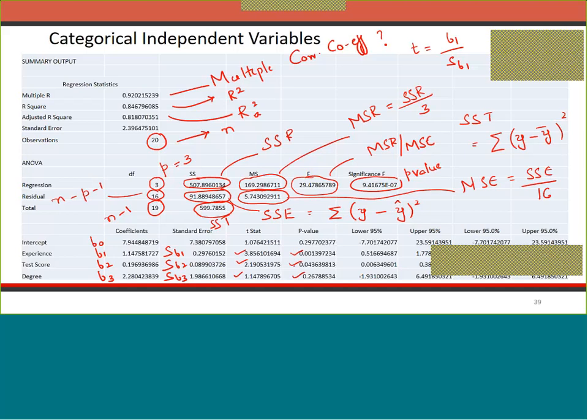If you take the second, test score, it is 0.04. If you use a 5% level of significance, you will say that there is a relation between test score and salary. But if you use a 1% level of significance, you will say that there is no relation. Similarly, for the degree variable, it's coming out to be 0.26. So very high. So you can say it's a dummy variable.